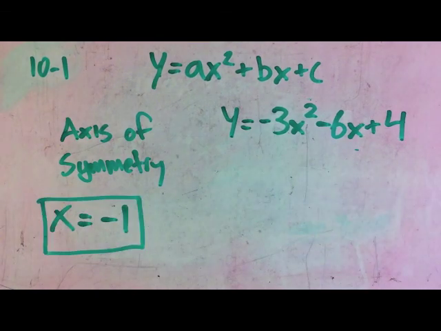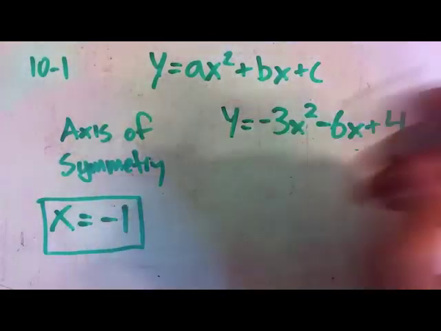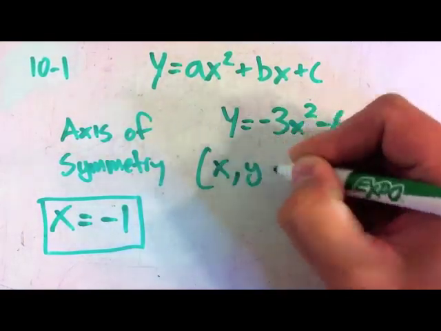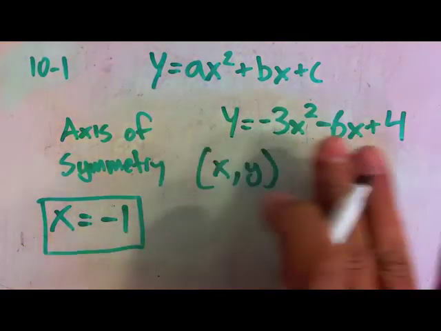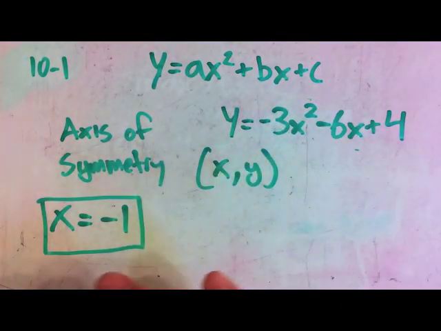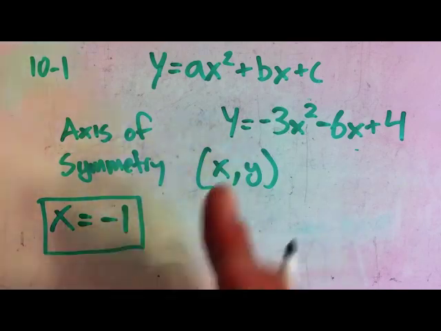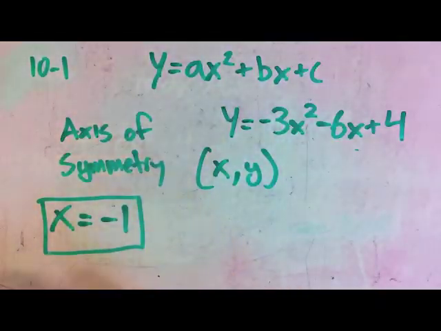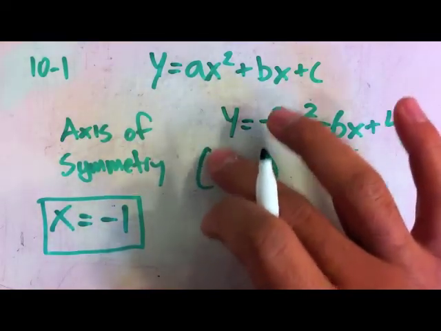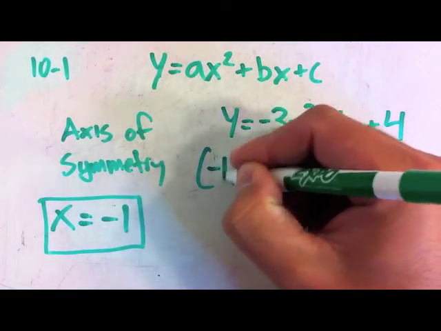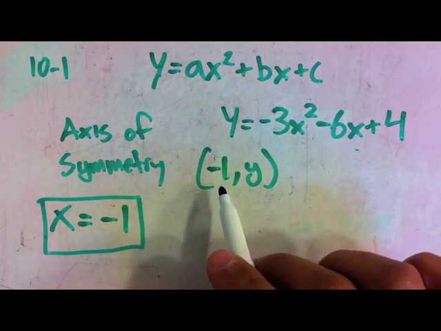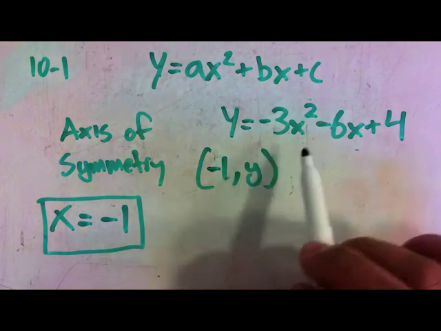Remember that our vertex and our axis of symmetry share the same x. The vertex is always a point, so it's an ordered pair, x and y. Now we don't know what that is yet, and we can't tell from just looking at the equation. However, by finding that axis of symmetry where it crosses x and cuts right down the middle, we know that x in this case is negative 1. So it's kind of an easy way to get us started. Now all we have to do is plug in x, which is negative 1, into this equation.